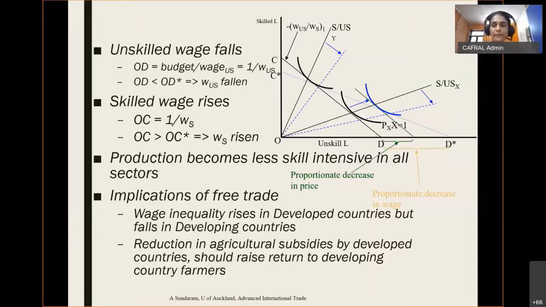So let's talk about India and the US. India has a comparative advantage in, say, footwear. The US has a comparative advantage in machinery. Now, when I open up to international trade, what is going to happen to the prices in India? What we know is that because India has a comparative advantage in footwear, when I open up to trade, the price of footwear is going to go up, right?